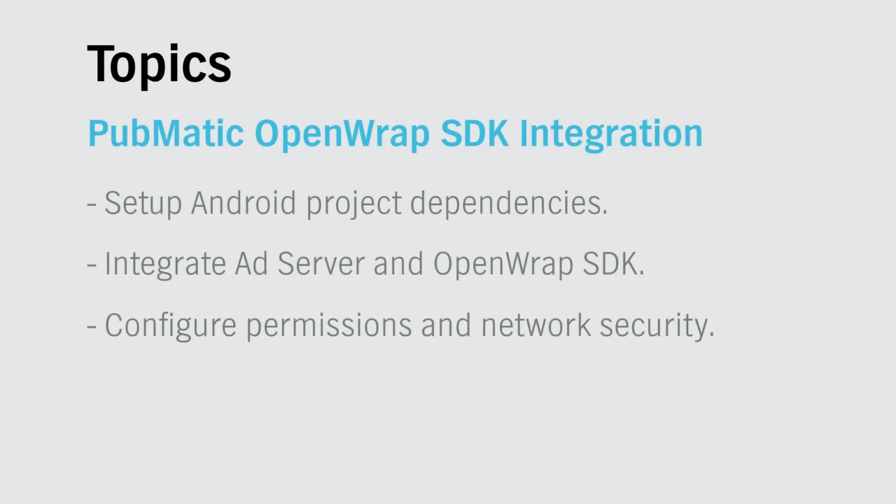To properly integrate OpenWrap SDK using Android, you need to configure a few settings. In this video, we will cover how to set up the required Android Studio project dependencies, integrate with the ad server and OpenWrap SDK, then finish the video by configuring permissions within the Android manifest file and network security.